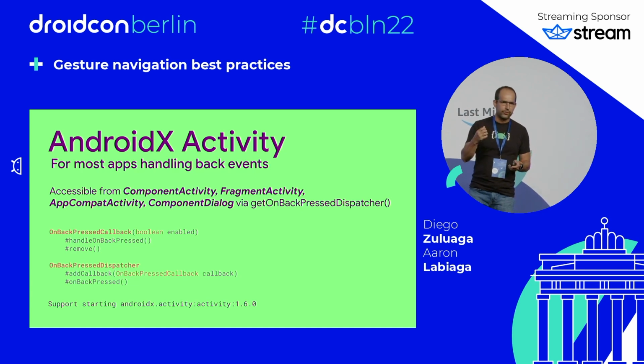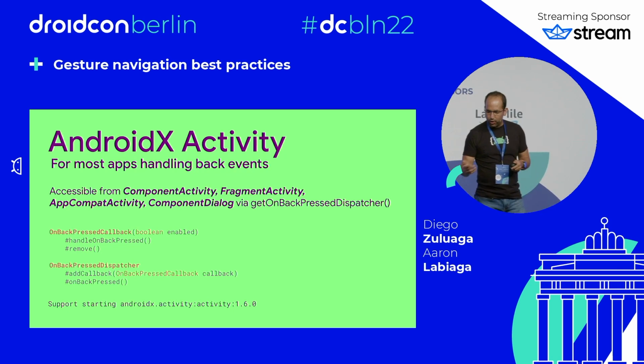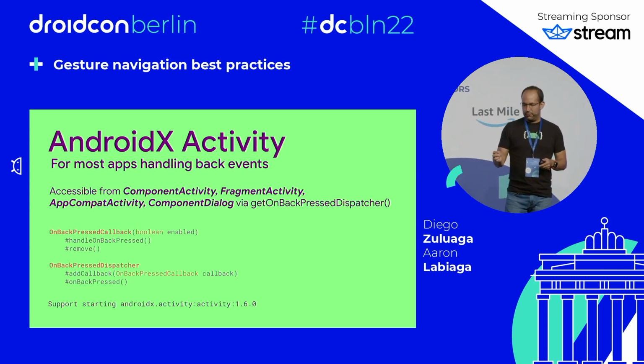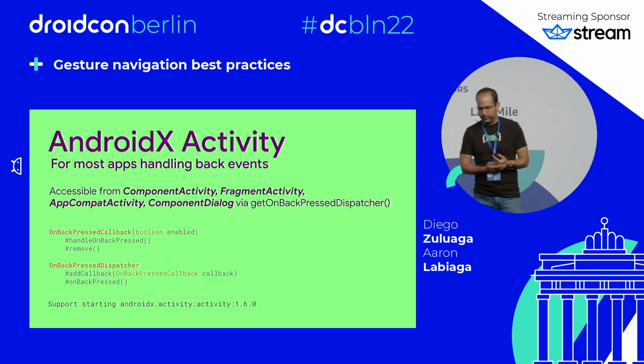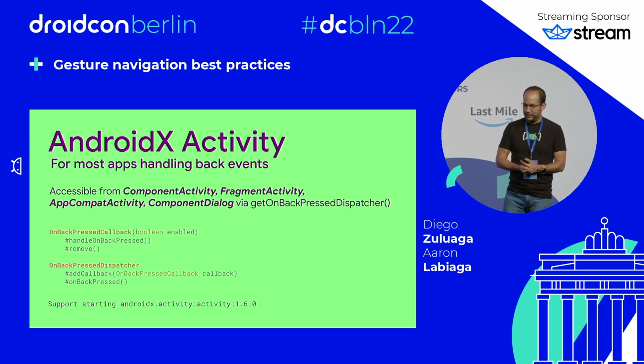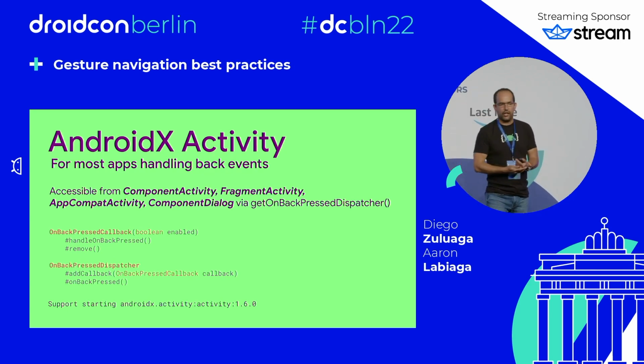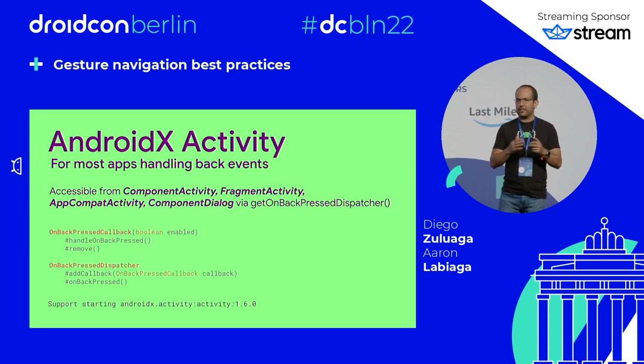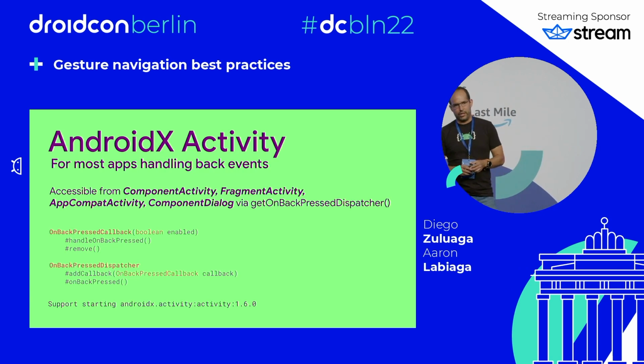You can either remove that callback or you can disable it. You cannot unregister it. You just add it to the callbacks, but you can remove it directly by calling the remove function on the callback. And this is available in ComponentActivity, Fragment, AppCompat, and ComponentDialog. So make sure, again, this is going to keep growing because we're going to include this in other components.